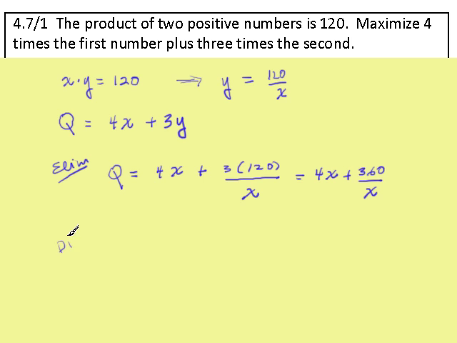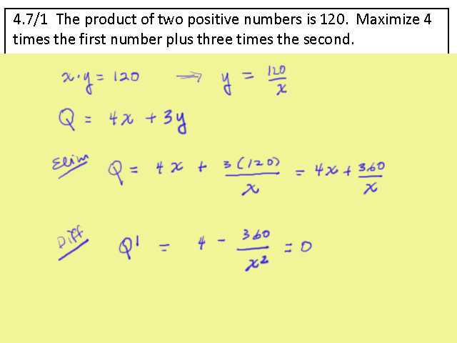Let's do the differentiate step. So we're just taking the derivative of q with respect to x. So that would be 4 minus 360 over x squared. Remember that the derivative of 1 over x is minus 1 over x squared. Now, in order to find the x value where this achieves a maximum, we're going to set this equal to 0 and solve, to find a critical value.